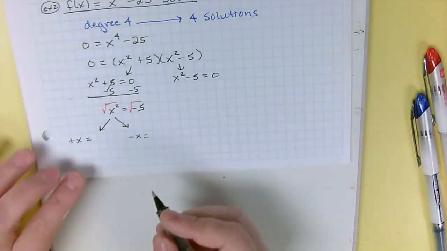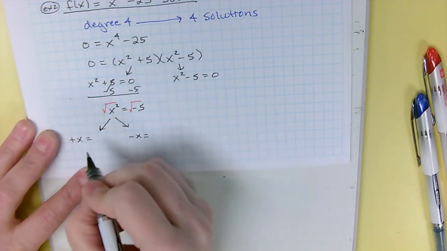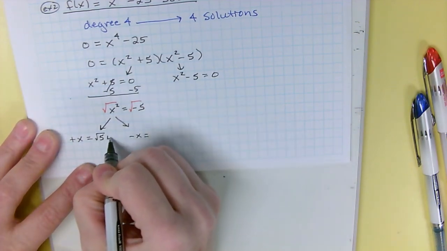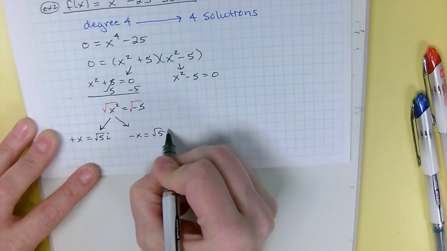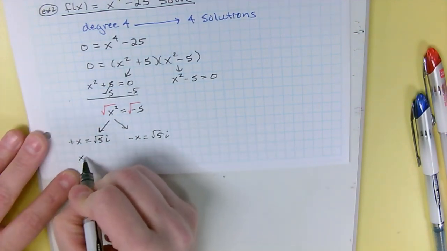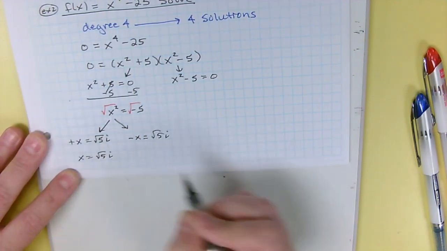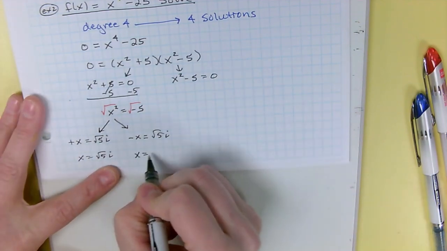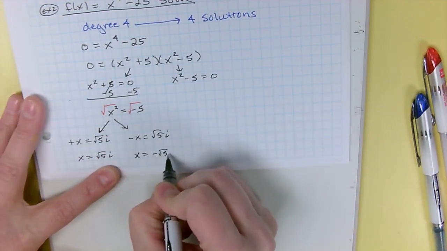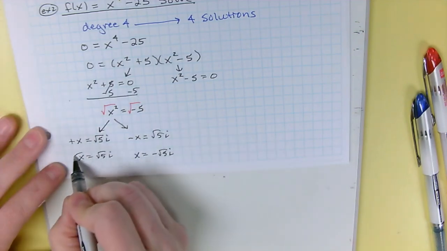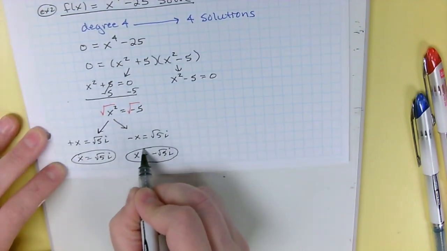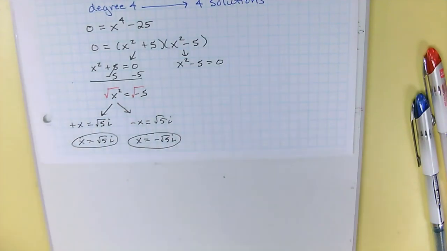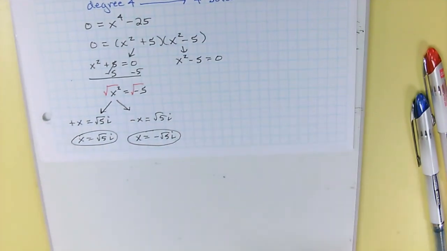So the arrows help your brain with that. The negative under the radical becomes an i, so radical 5 with an i. And the one on the left, x equals radical 5i. The one on the right, when you multiply both sides by a negative, you get x equals negative radical 5i. So these are 2 irrational solutions.